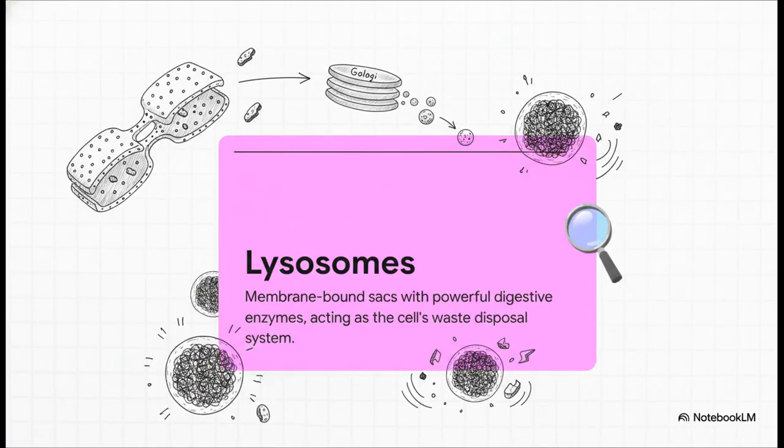And one of the key products of this amazing teamwork is the lysosome. Lysosomes are basically the cell's waste disposal and recycling system. They are sacs filled with powerful digestive enzymes. And where do these enzymes come from? Well, these enzymes are proteins, so they are made on the RER and then packaged into these sacs by the Golgi apparatus, a perfect example of their coordination.